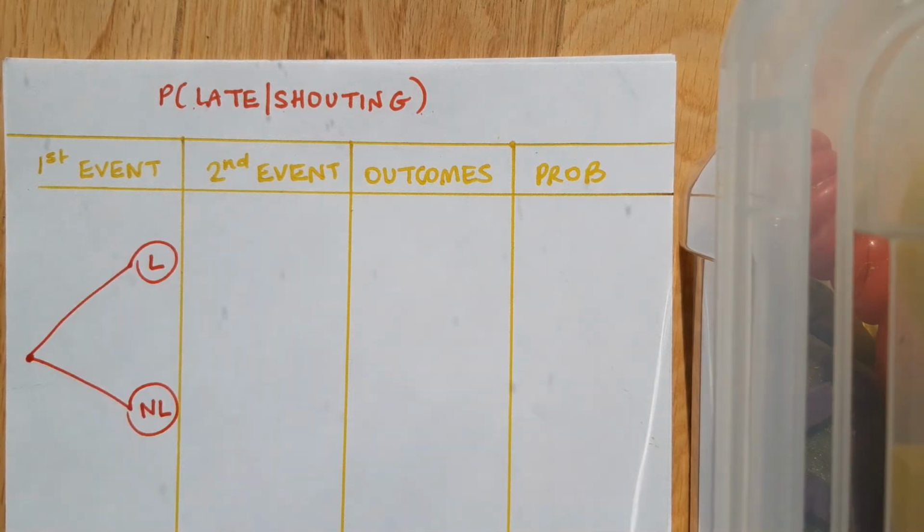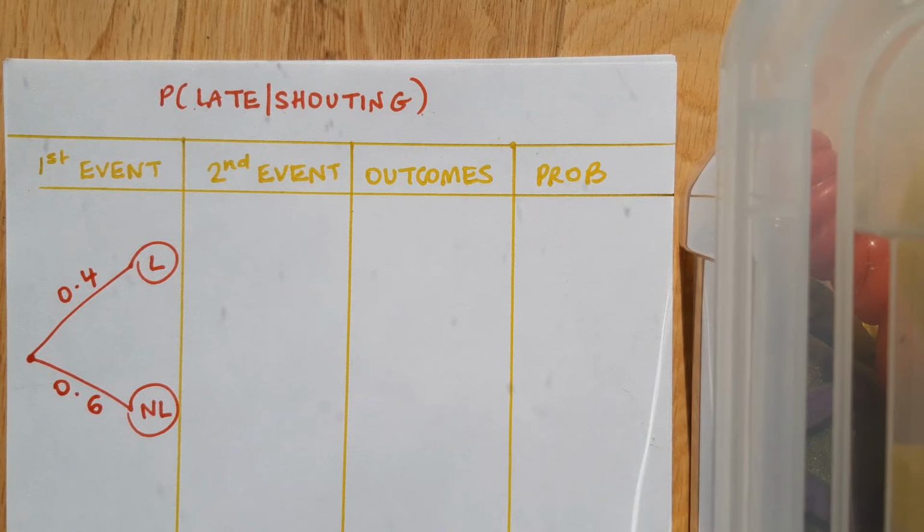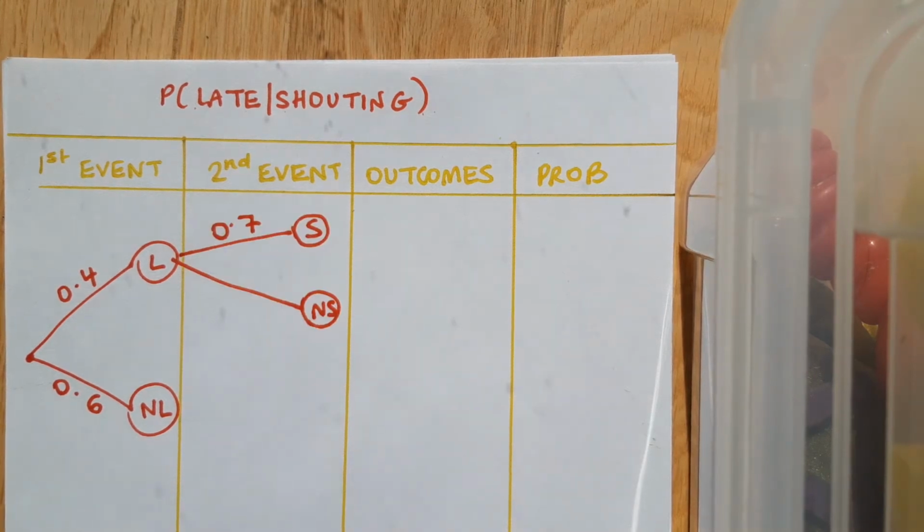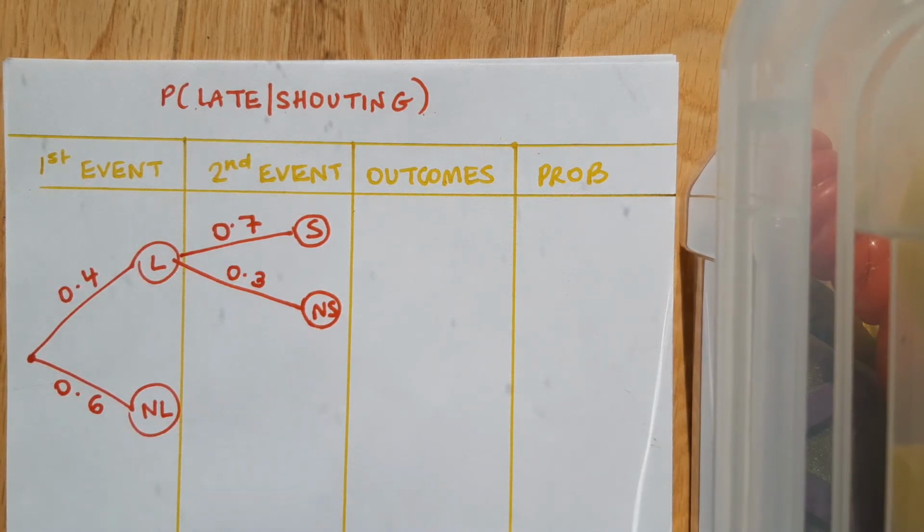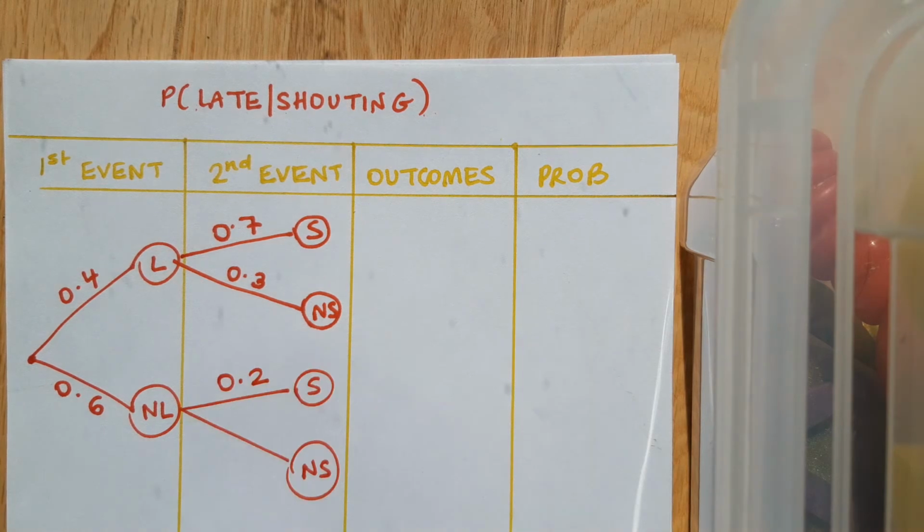So Horace is either late or not late. From the question earlier, the probability that he was late was 0.4. And of course, that means the probability he was not late was 0.6. And now I know that if he was late, the probability he was shouted at was 0.7. So that means that if he was late, the probability of not being shouted at was 0.3. Now, if he was not late, there's still a chance he'll get shouted at. Poor old Horace. So the chances in that scenario are 0.2, which means that if he's not late, the chances of not getting shouted at are 0.8.